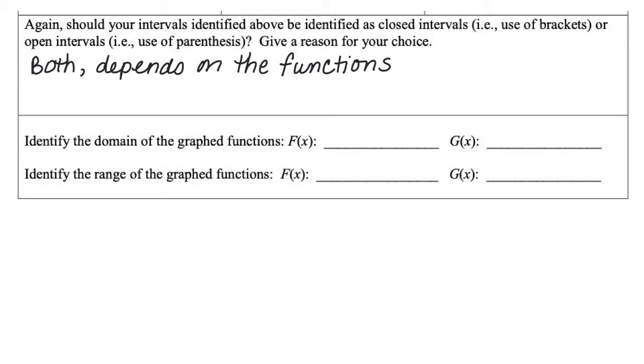For f of x, the domain is going to be from -4 all the way to 7, bracket. And the domain for g of x is going to be from -5 to 7. And for the range, we're going to have from -2 all the way over to 6, and then from -4 to +4.